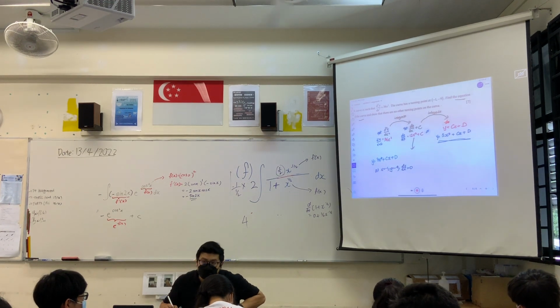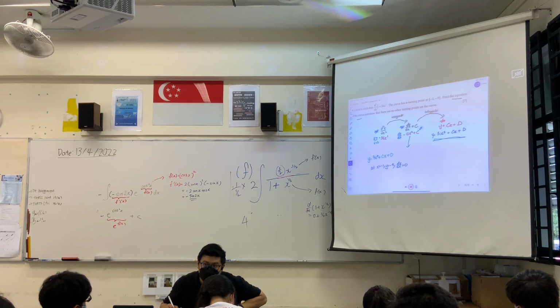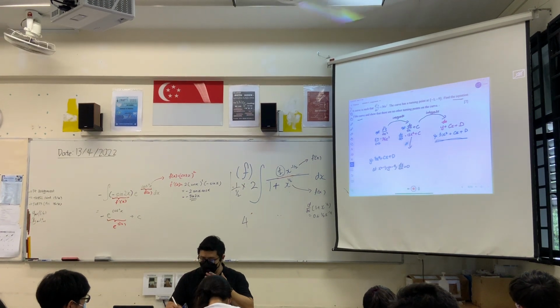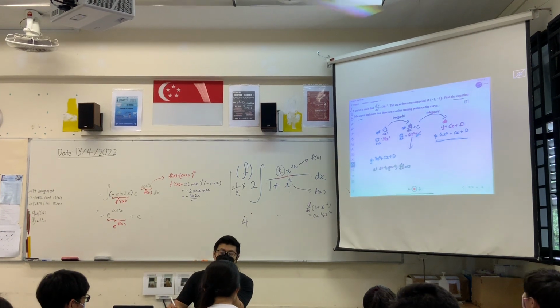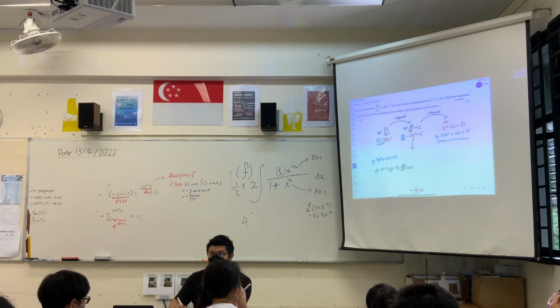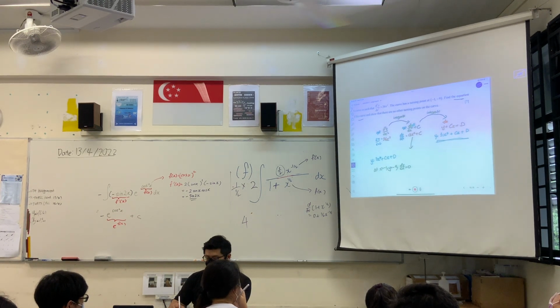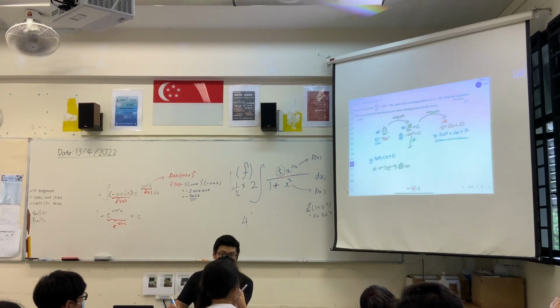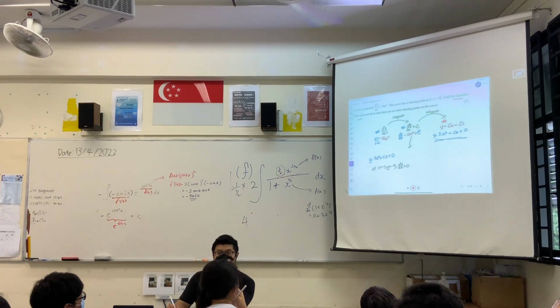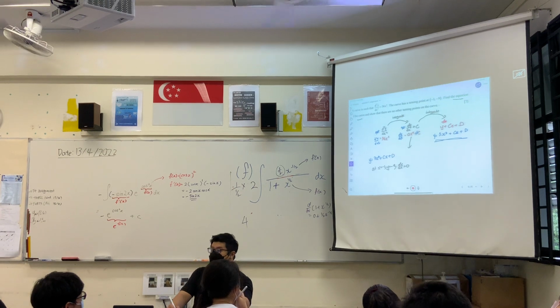Why is it at the middle one? Oh, so what I'm doing is I'm finding the c first. That's why I use the middle one. From d2y over dx squared, if I integrate one time, I'll get an arbitrary constant. So let's find what this c is.